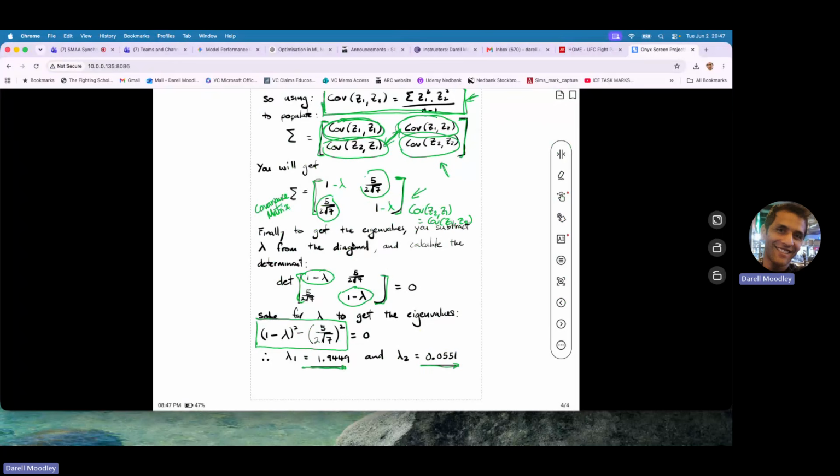So once you get your matrix, you then need to subtract lambda from the diagonal. You then calculate the determinant, equate it to 0, and solve for lambda. The solutions for lambda will be your eigenvalues.